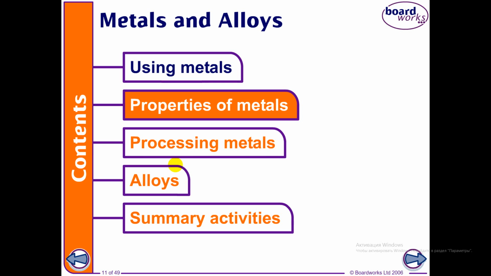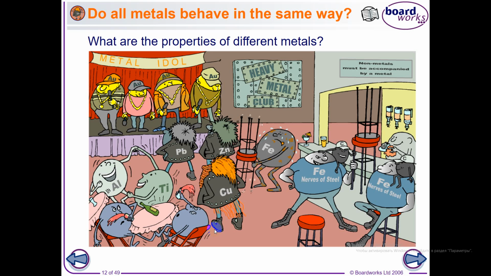And now we discuss the properties of metals. What are the properties of different metals? Metals include aluminium, titanium, plumbum, zincum, copper, ferrum, aurum. So it's the heavy metal club. And non-metals must be accompanied by a metal.